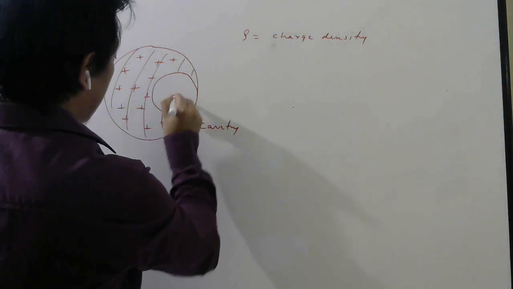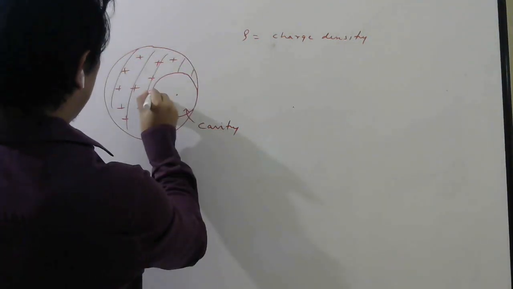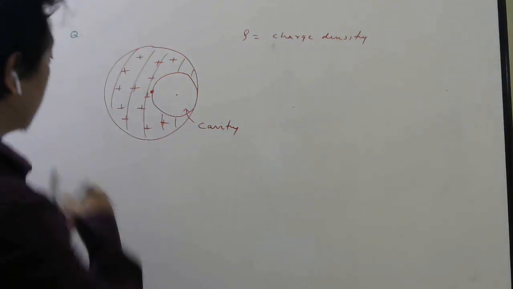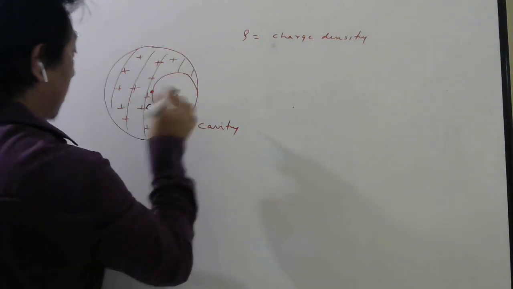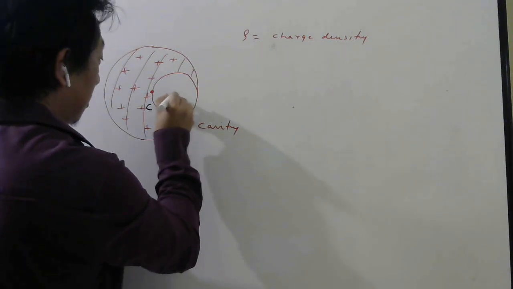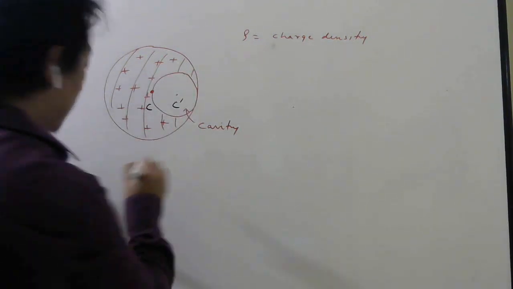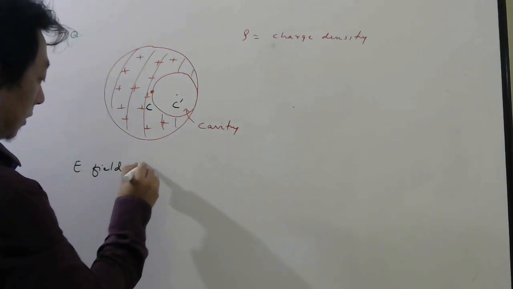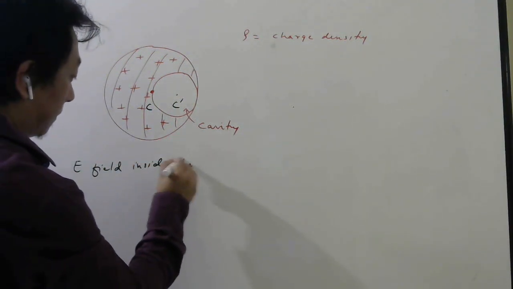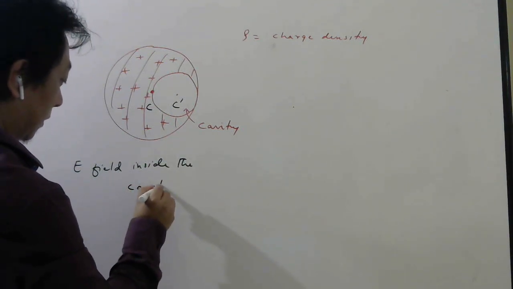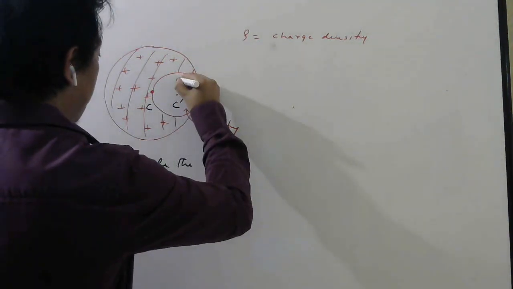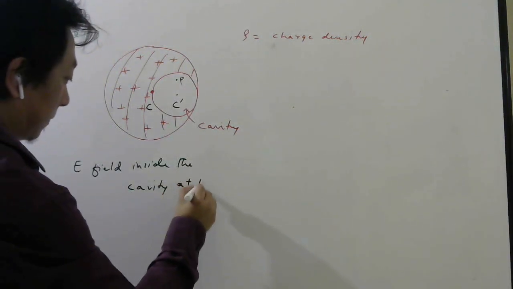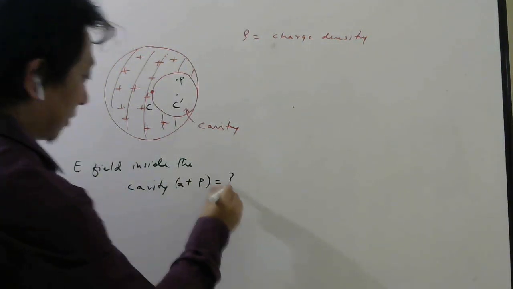Let us say the center of this is C. So this C is the center of the sphere and this C dash is the center of the cavity. The question is to find the electric field inside the cavity, at some point P, let's say here. So at P. This is the question.